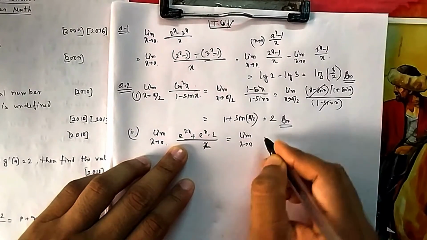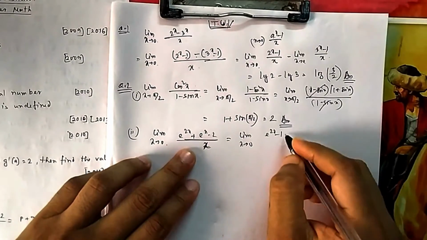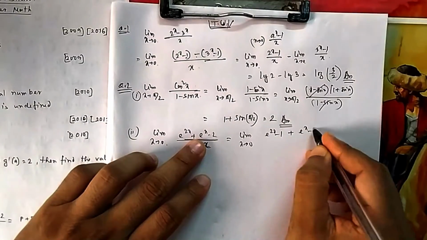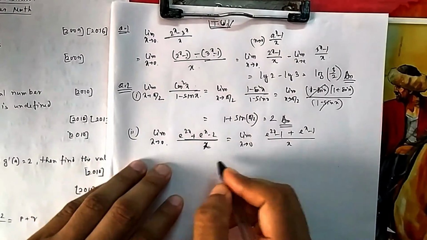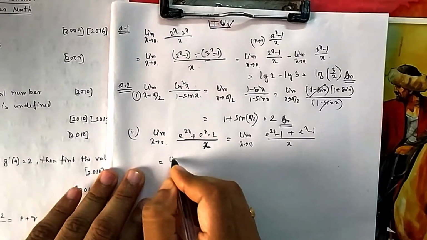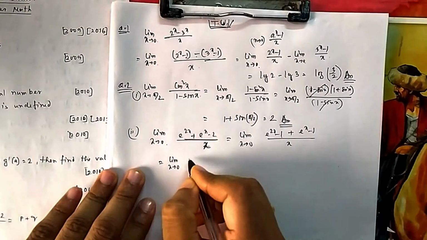So if you give e to the power 2x minus 1, and for this e to the power x also you need 1. So now we can see this is also e to the power x minus 1, this is also e to the power. So both can be taken care of. Both are taken care of. So you can segregate this one.